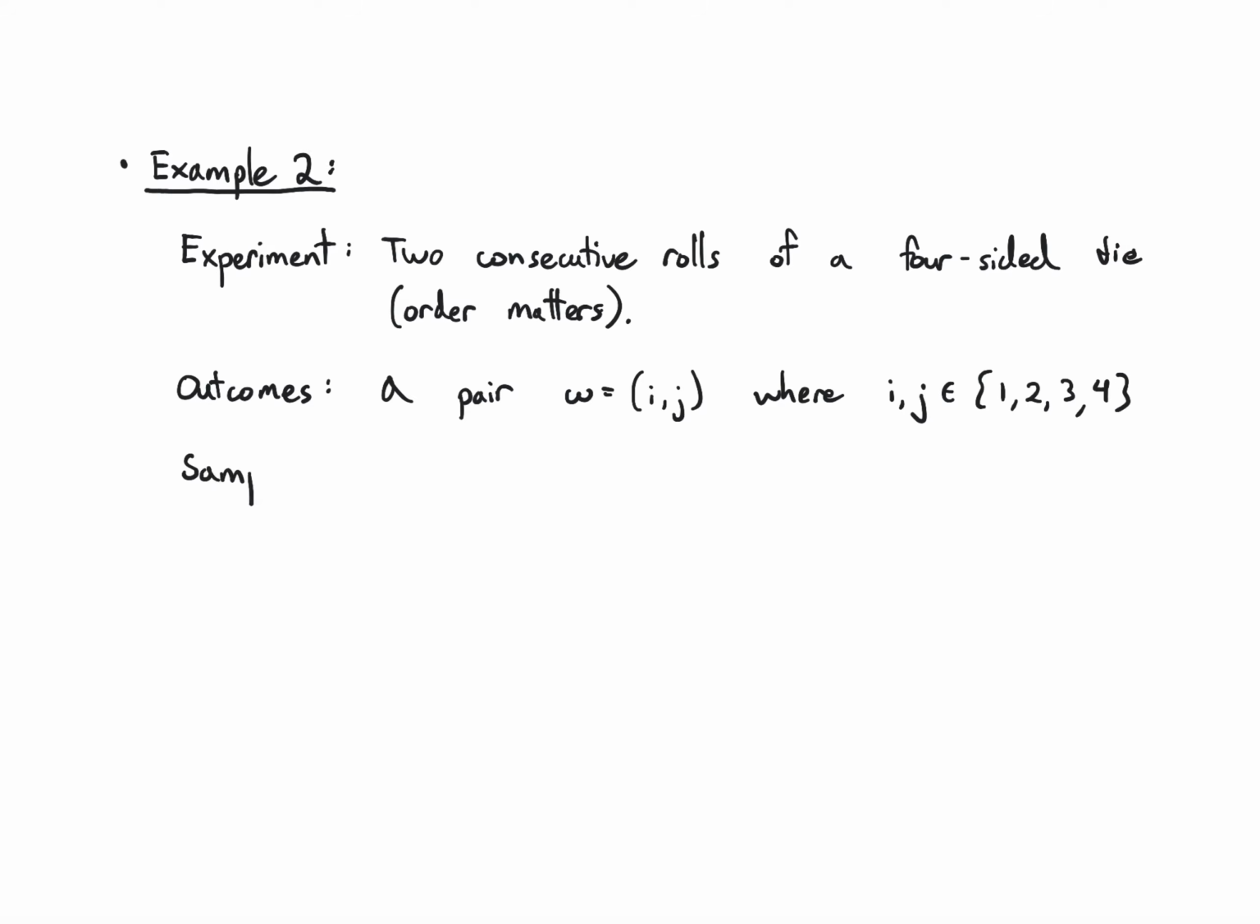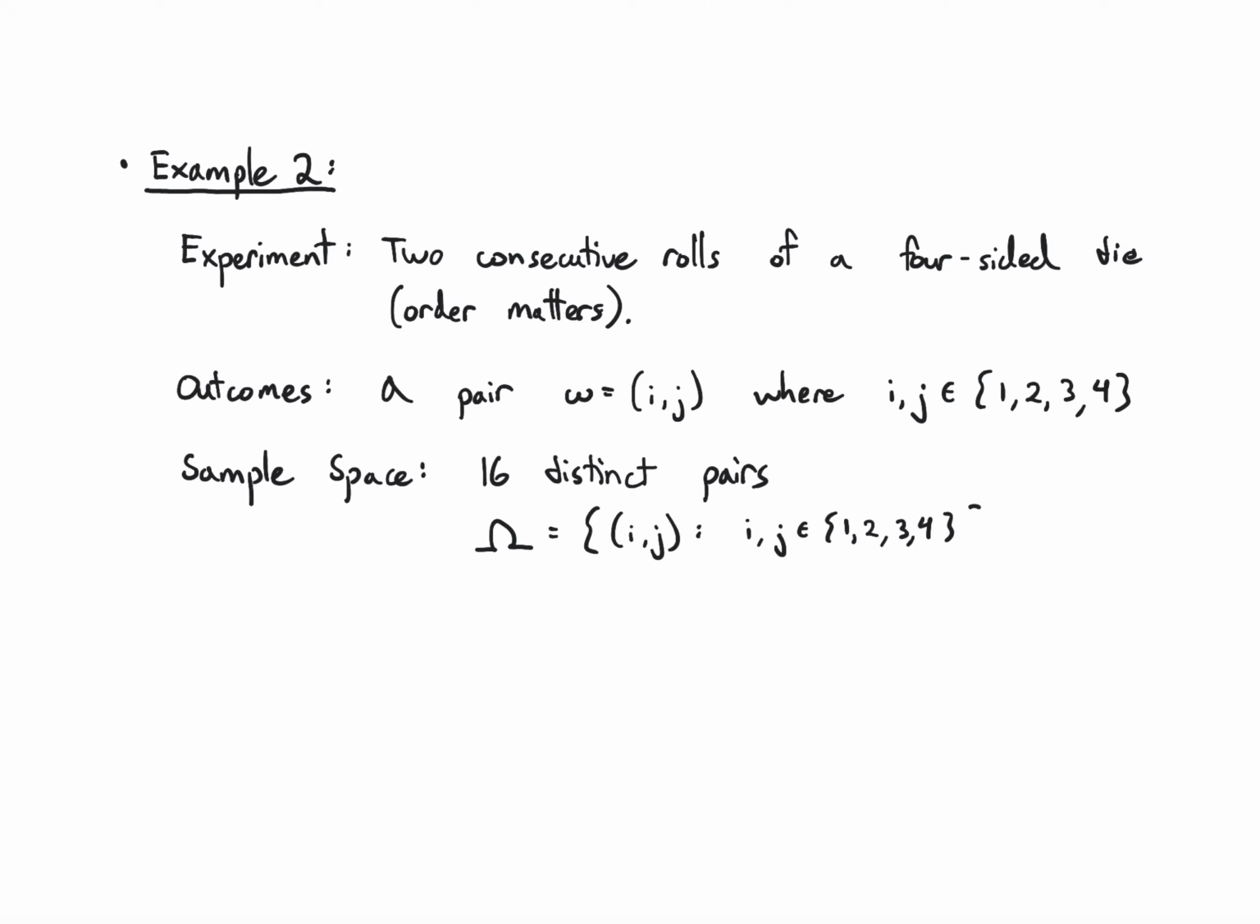So the sample space just consists of all possible outcomes. There are going to be 16 distinct pairs. If I want to write this using set builder notation, I have the pairs ij such that ij take values in 1, 2, 3, and 4. Or I could just list it. I could write 1,1, up to 1,4, up to 4,1, up to 4,4. And maybe we could figure out what's going on, but I think the set builder notation is a bit more clear.